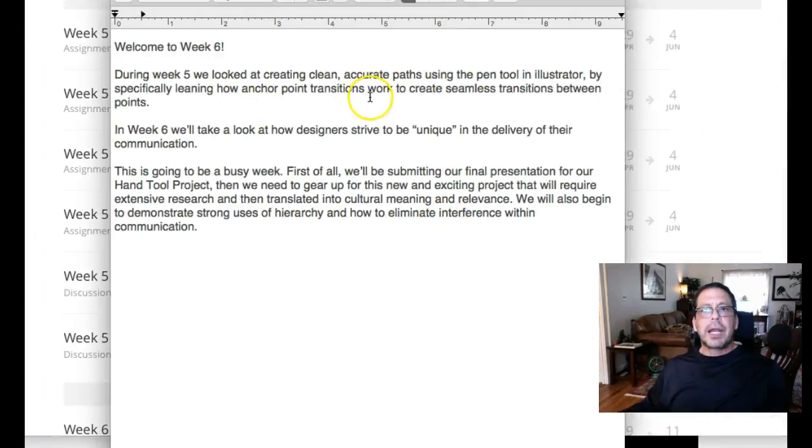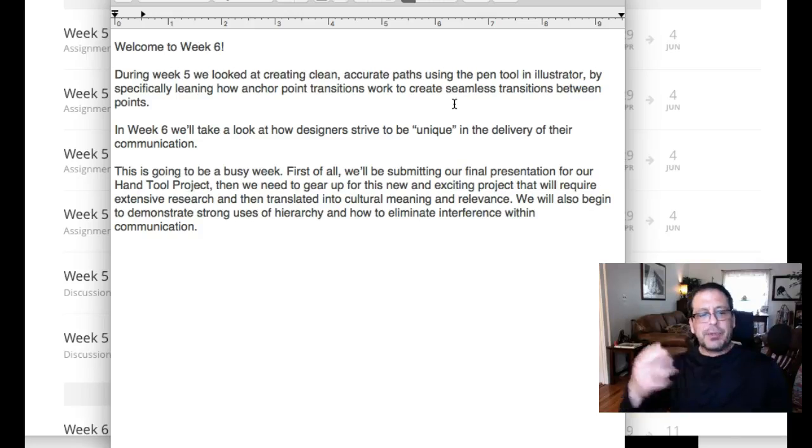We continued on the everyday hand tool, and we also talked a lot about, as you can see my writing here, creating clean, accurate paths using the pen tool in Illustrator, and specifically learning how to create, convert, and delete and add anchor points to paths in order to create seamless transition between points. So, why is this important?